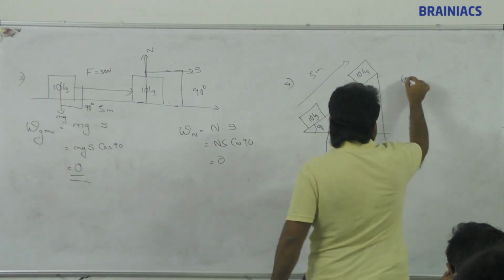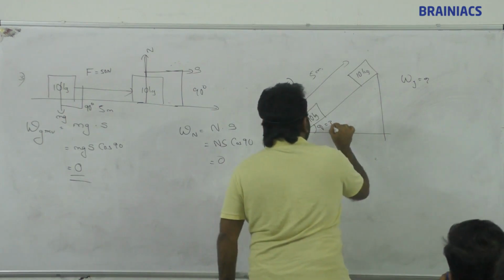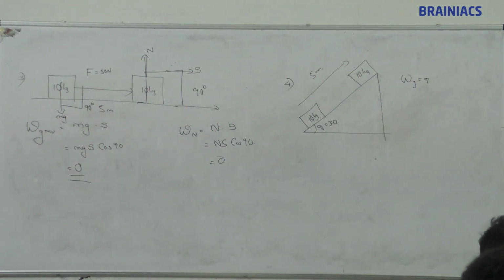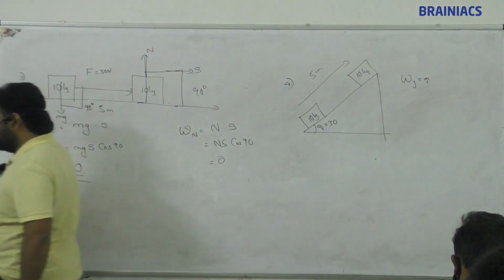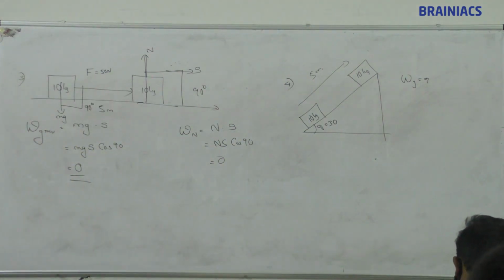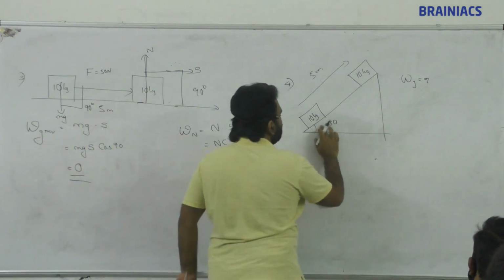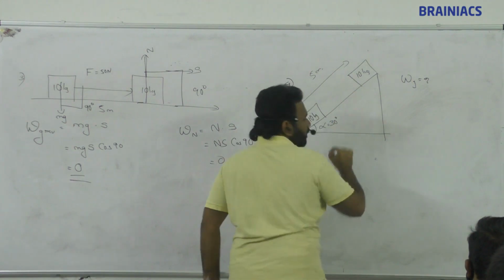Work done in this case. What is the work done by gravitational force in this case? Just for easiness, I am making this angle alpha equal to 30 degrees.